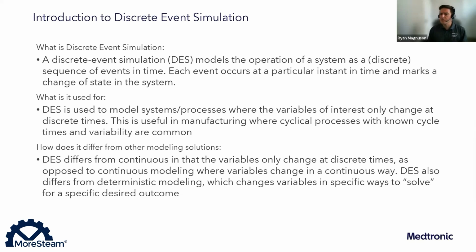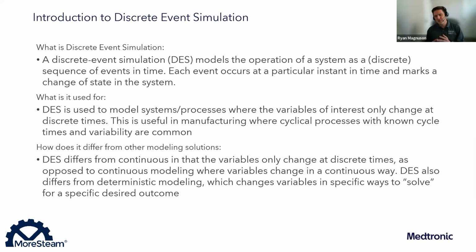So it differs from continuous, like I just said. Variables only change at discrete times. Unit to unit cycle time may change. Yield may change. And it's also different from deterministic modeling, which changes variables in specific ways to solve for a desired outcome.